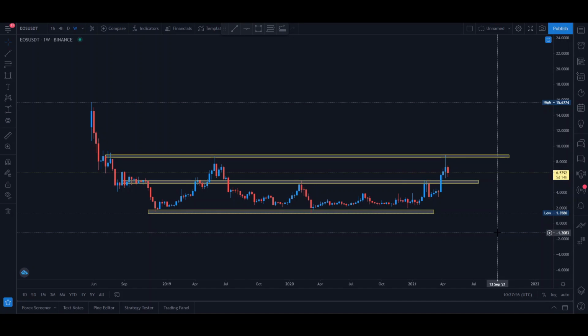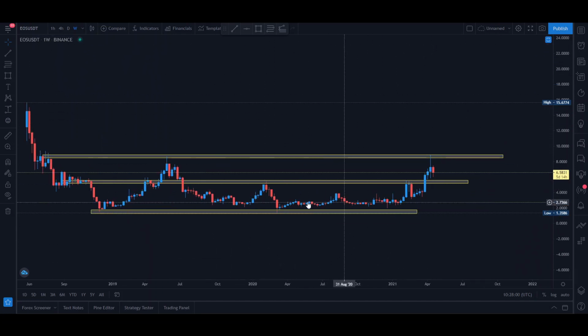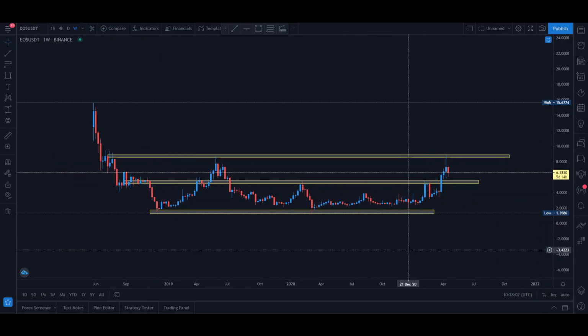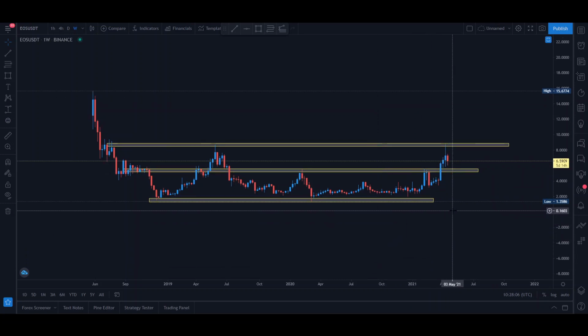I'm going to take a detailed view, but very quickly go through the fundamentals and technical aspects of EOS USDT. First, we're going to move on to the technicals, after which we're going to quickly run down the whole project for you. Now, EOS is sitting at about $6.5 at the moment.